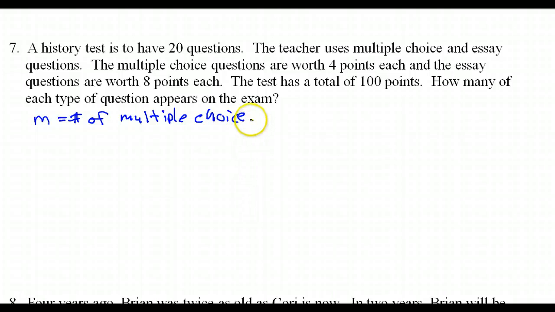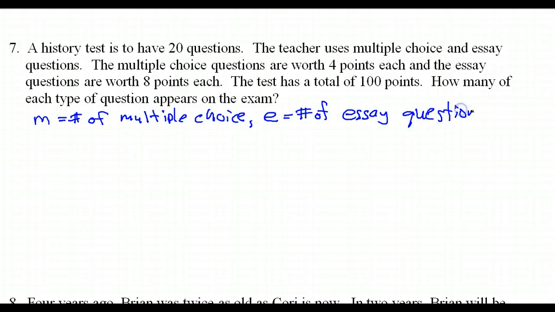Alright, forgive my sloppy handwriting. The faster I write, the sloppier it gets. And I'm going to write pretty fast. And I'm going to use E to represent the number of essay questions. Alright, those are the 2 types.